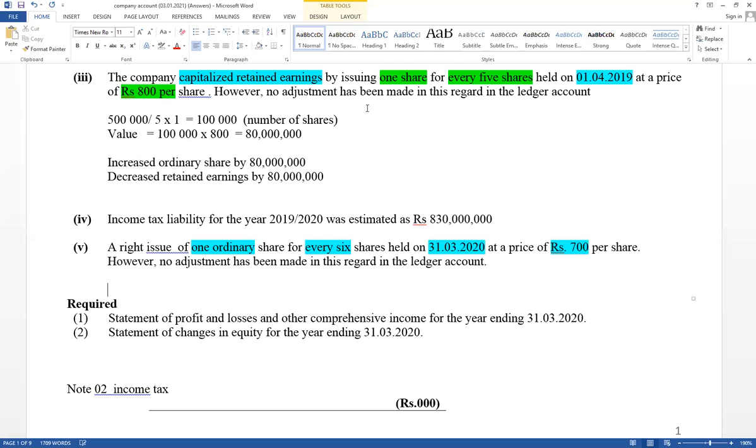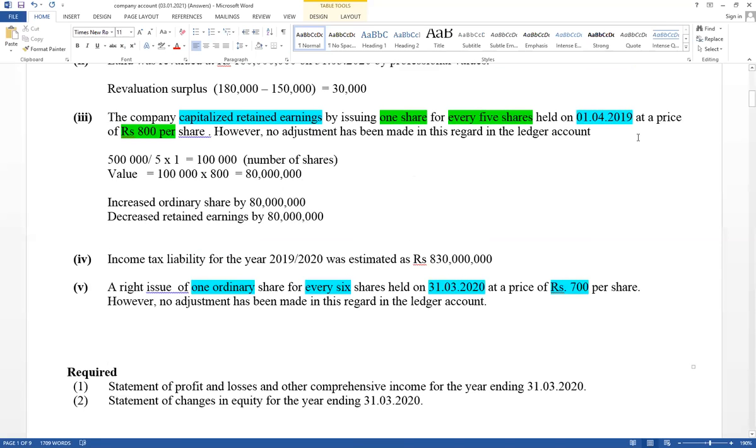Think about reserves capitalization also. It is also effect for right issue. Think about beginning of the year, it has given reserves capitalization. Already issued 100,000 number of shares as a result of reserves capitalization. Therefore, number of shares increased by 100,000 now. Then think about this is end of the current period.